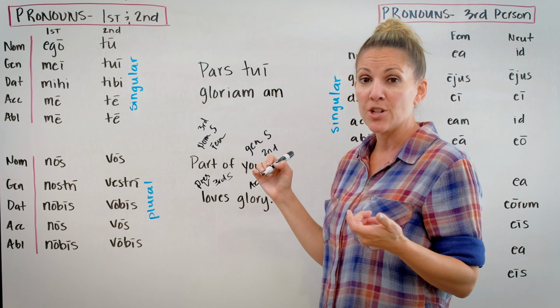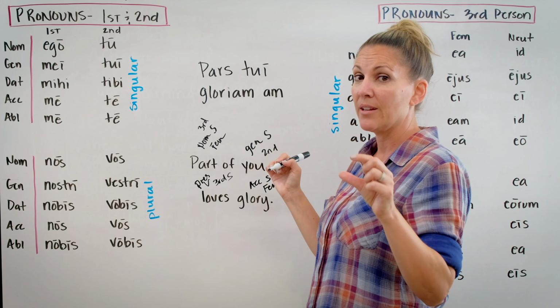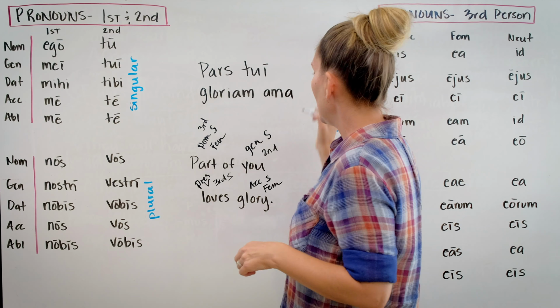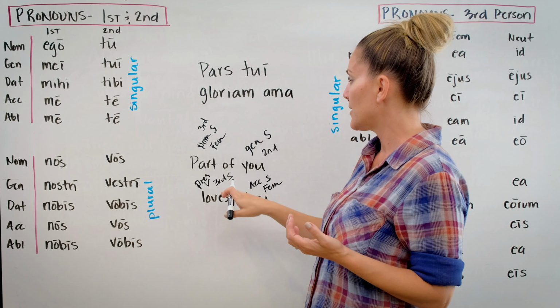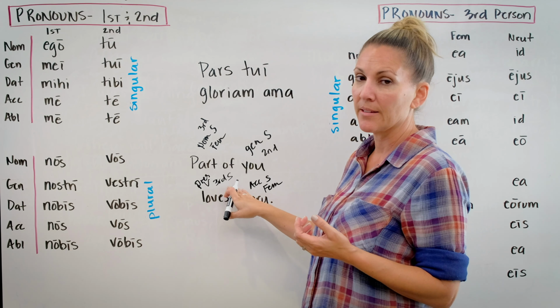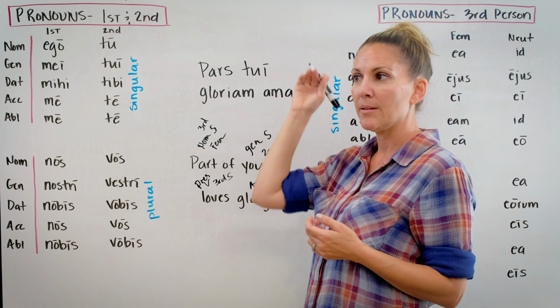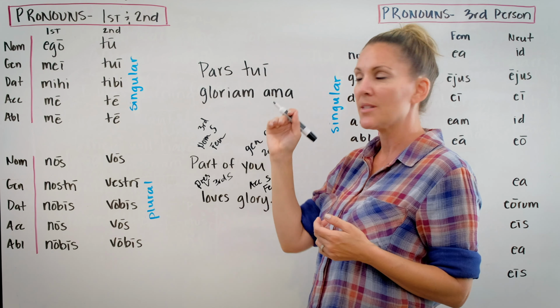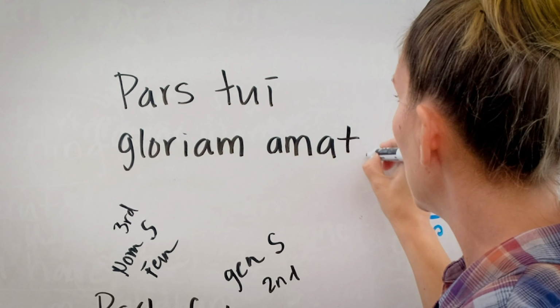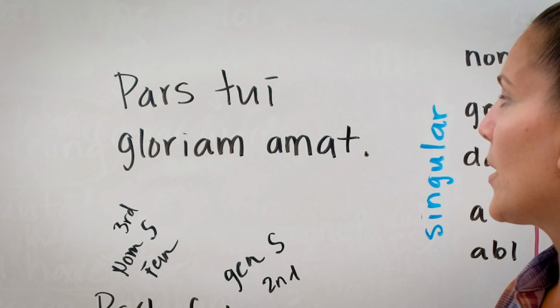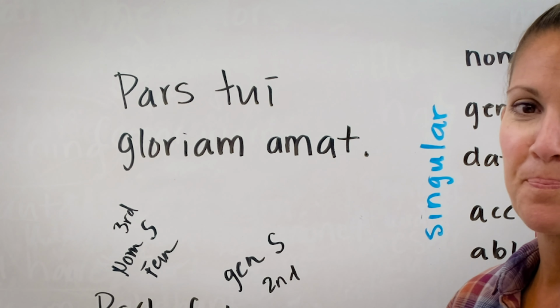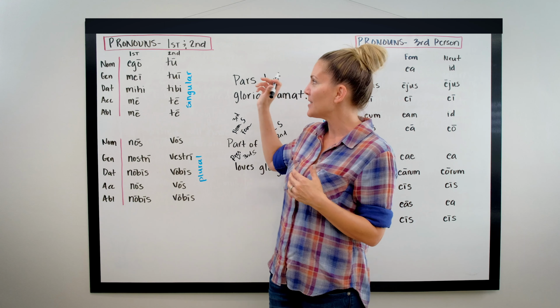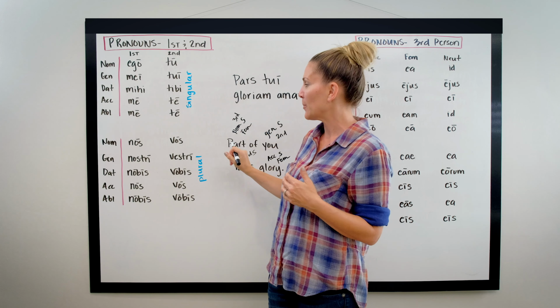I know it's first conjugation, so I'm going to put in that conjugating vowel, which is an a. And then I need a present tense, third person singular ending. So I'm thinking in my mind, -o, -s, -t, -mus, -tis, -nt. So third person singular, it would be a t. And that's what that sentence would look like. Pars tui gloriam amat. So we've discussed pronouns of the first and second person.